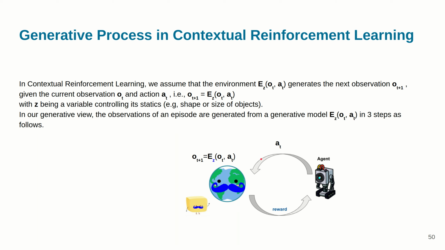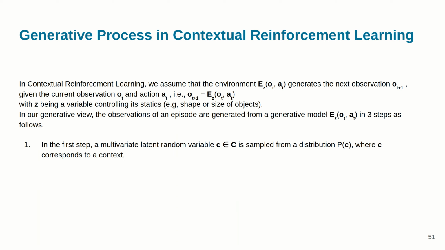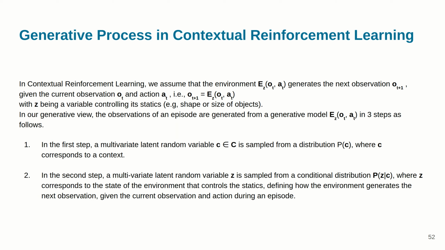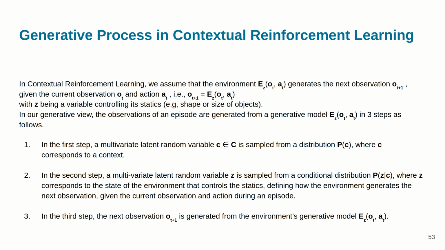And in the generative view for contextual reinforcement learning, the observations are generated from the generative model in 3 steps. In the first step, a multivariate random variable C is sampled from the distribution P of C, where C corresponds to a context. In the second step, a multivariate random variable Z is sampled from a conditional distribution P of Z given C, where Z corresponds to the state of the environment that controls some aspects of the environment, for example, the statics. And further, in the third step, the next observation is generated from the environment.